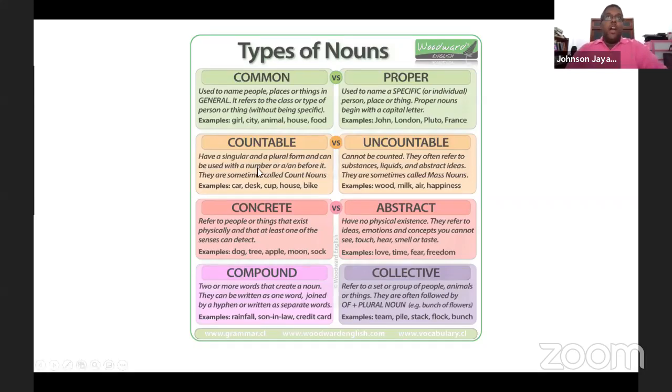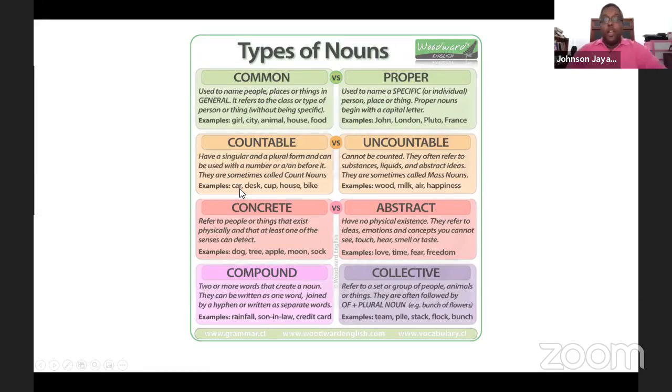Then you have something called countable and uncountable nouns. So from the names itself, you can understand what these nouns are. Countable nouns are nouns that you can count. So for example, you have car, desk, cup, house, bike. These things you can count.